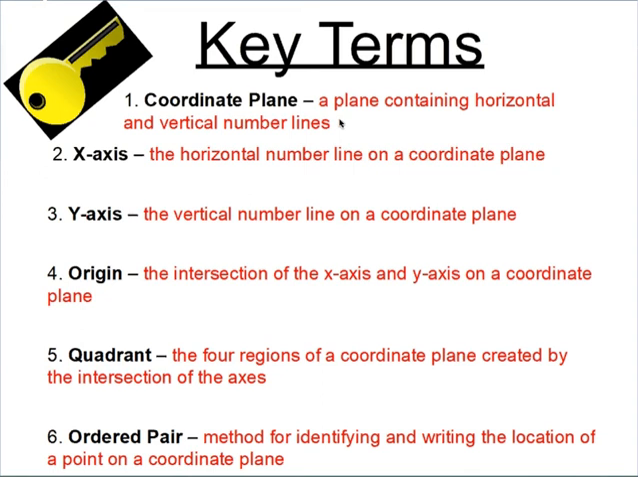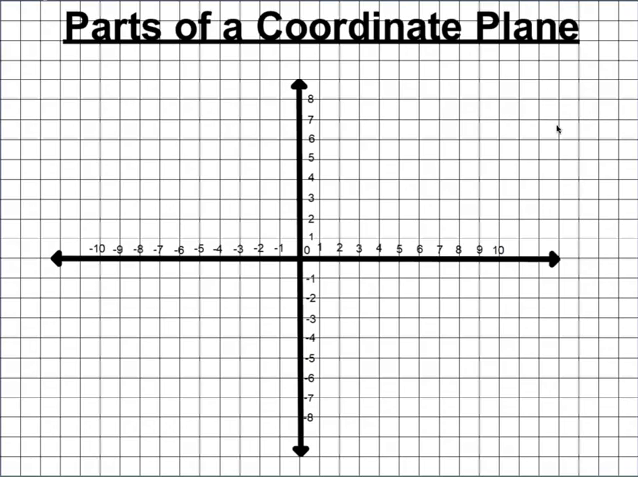Okay, so let's label the parts of the coordinate plane now. So here's a blank coordinate plane, which is made up of two number lines. There's a horizontal number line, which runs from left to right, and a vertical number line, which runs up and down. Those two number lines are called the x-axis and the y-axis, and they're labeled with an x or a y. The x can go on the left or the right side of the number line here, and the y can go at the top or bottom of this number line here.